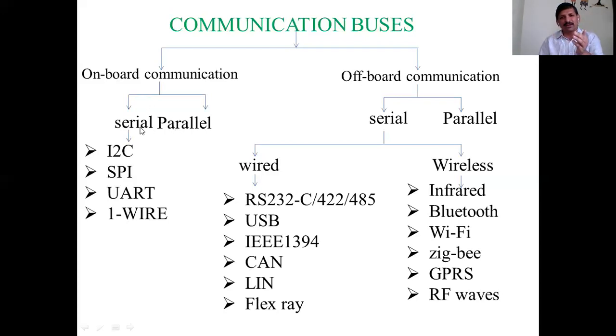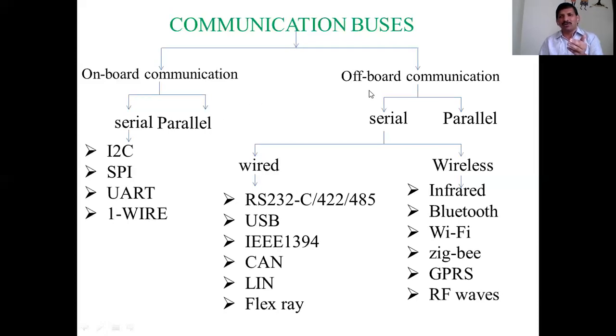In serial communication, again, there are different communication buses. That is inter-integrated circuit bus, I2C, serial peripheral interface bus, universal asynchronous receiver and transmitter bus, and one wire bus. These are the onboard serial communication buses.